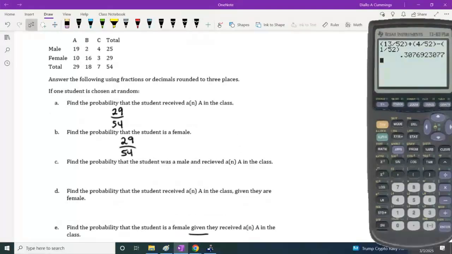Okay. C says find the probability that the student was a male and received an A in the class. I don't see the word given, so we're going to take all students into account. So we have 54 students to choose from. Out of those 54 students, how many were male that received A's? So if I go back up to my male row, notice that there were 19 males that received an A. So my probability is 19 out of 54.